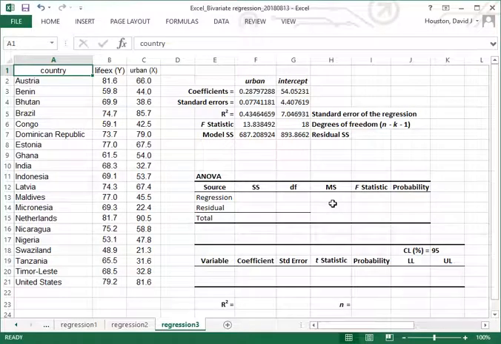Now, one of the things that may have occurred to you when looking at the output from the LINEST function in Excel is that while there's an awful lot of information reported here, there's no information that's directly related to hypothesis testing. However, what we do see here is enough information that we can use with additional Excel functions in order to actually engage in hypothesis testing ourselves.